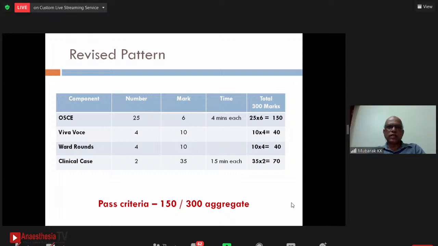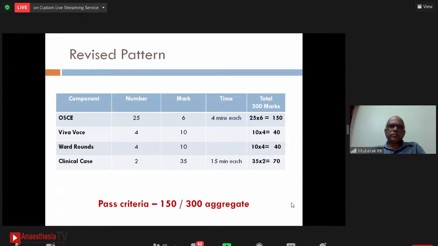But the time constraint is so limited that you will have to see the cases like a spotter and discuss for a maximum of 10 minutes. And there is no separate pass in the OSCE or any station. You get an aggregate out of the 300 marks. If you get 150 marks, suppose one scores 150 out of 150 in the OSCE, even if you get 0 marks in the others, you will pass. So an average candidate can expect to get 100 marks in the OSCE, and needs to score only 50 marks to get a pass in the Viva and ward rounds altogether.